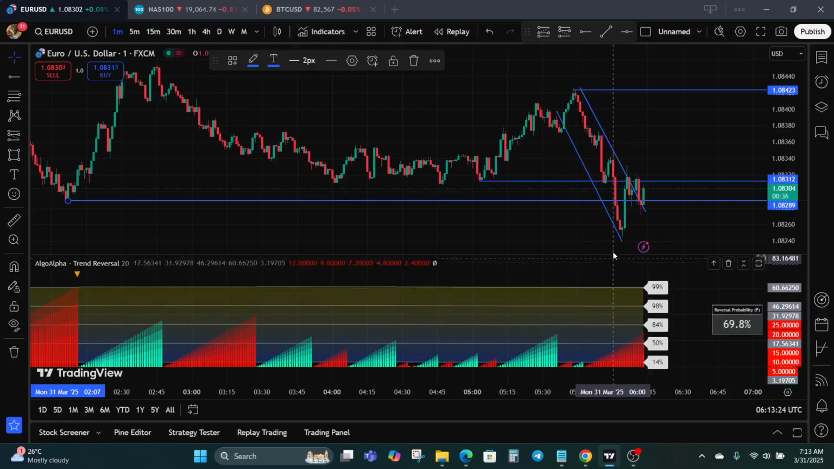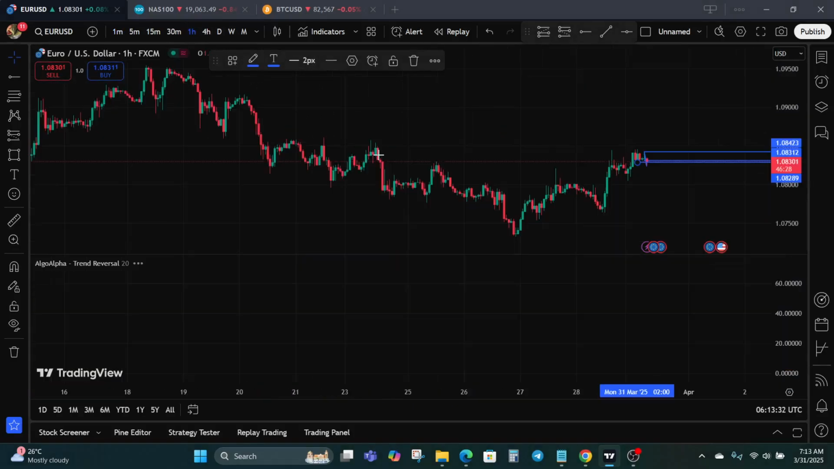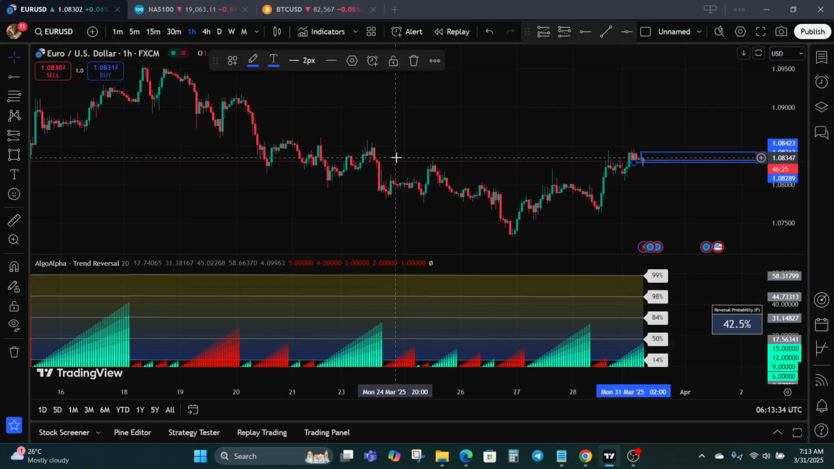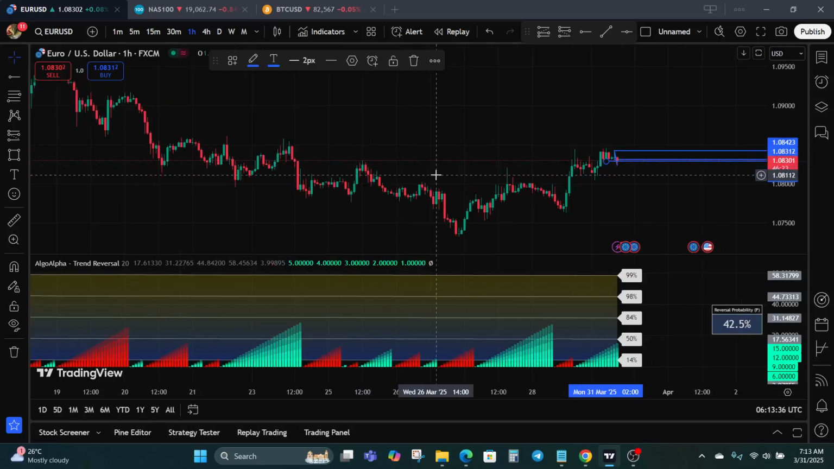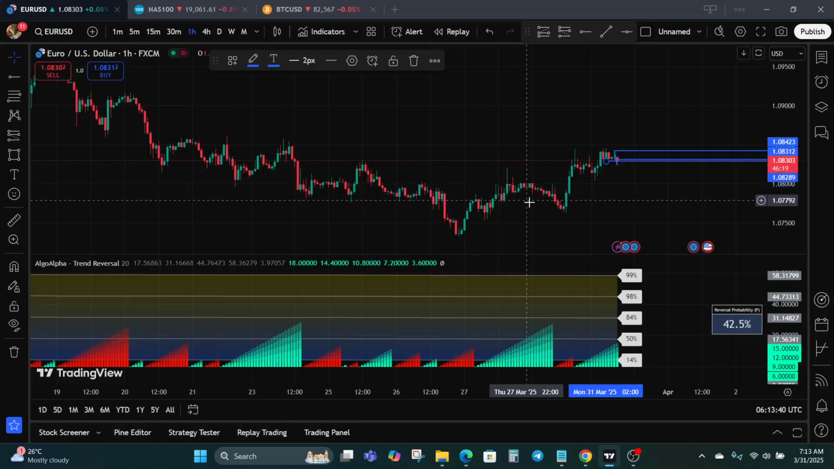To summarize, the trend reversal probability indicator is a powerful yet simple oscillator that helps you spot trend reversals with greater accuracy. By using this tool, you can identify critical moments when the market is likely to change direction, giving you a huge advantage when it comes to planning your trades.